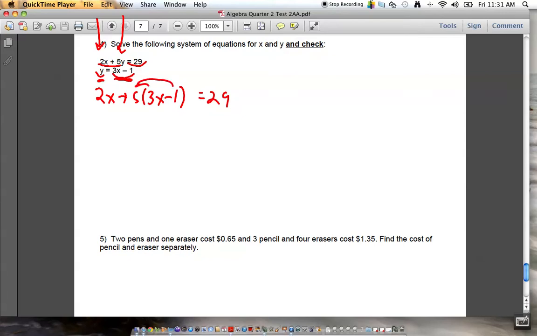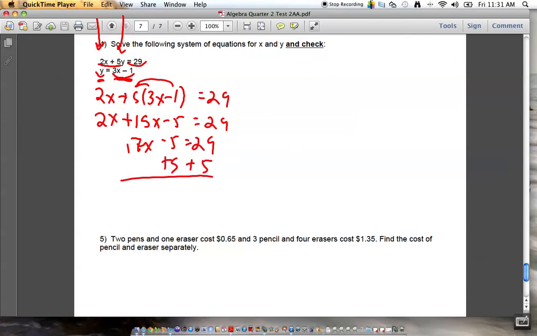Now I have one variable, namely x, in a single equation, so it's going to work. 2x plus 15x minus 5 is 29. 17x, this is the same side situation. Minus 5 is 29, plus 5. 17x equals 34. Divide by 17. X is equal to 2.